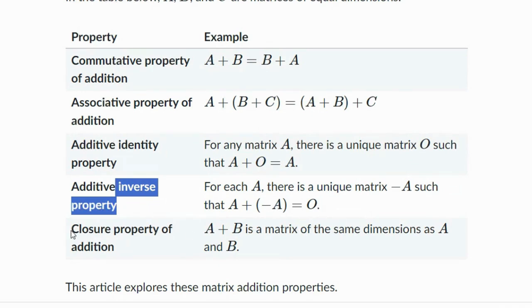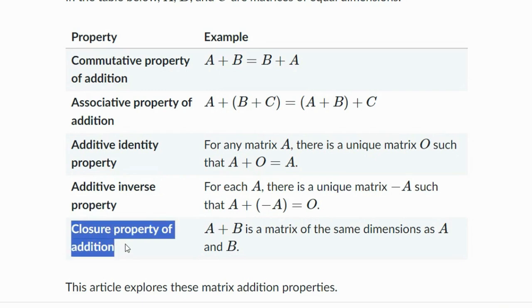And then the closure property. We don't talk about the closure property very much. All right, back. Good job, Coop.